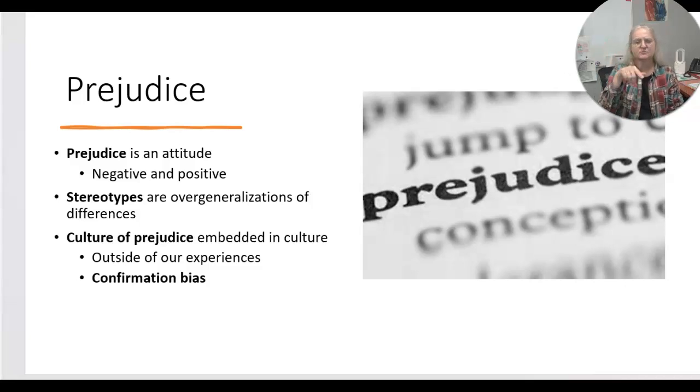Confirmation bias is what happens when we have heard this limited amount of information. We've learned that Asian students are really good at math, right? But we don't have any Asian friends. Well, we meet one Asian friend and look at that, he's really good at math. So we say, well, that must be true, right? And that's what we mean by a confirmation bias.